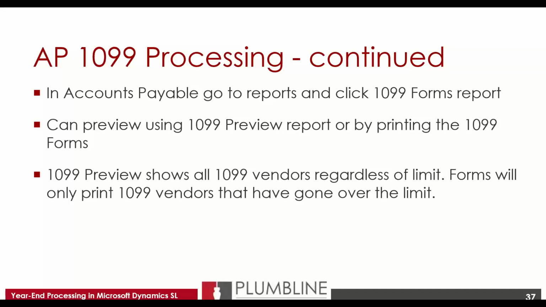Just note, as I mentioned before, the preview is going to show all vendors, whether they hit the limit and are required to get a form or not. The forms report is only going to show for those vendors that have hit the limit. And new for this year with year-end updates, the 1099 forms report used to be 2 forms per page. Now it's going to be 3.